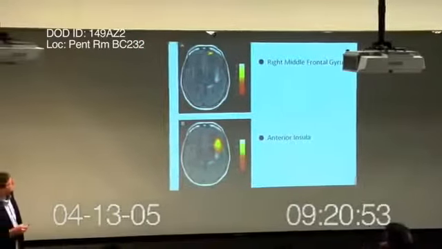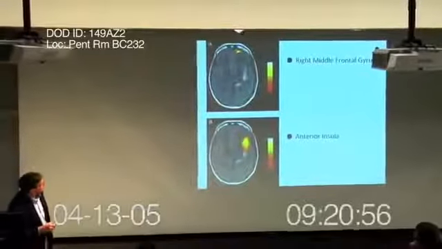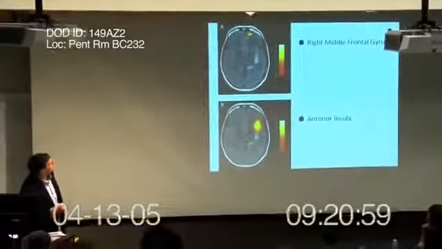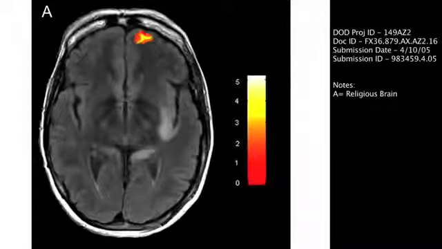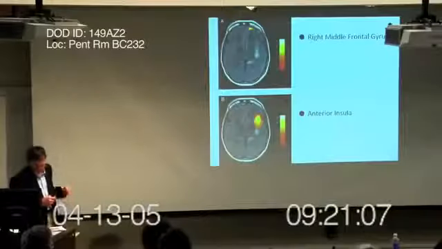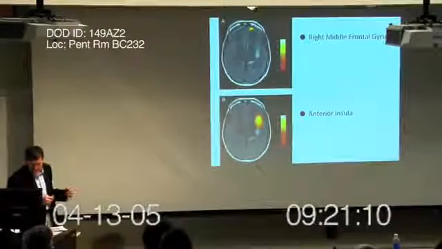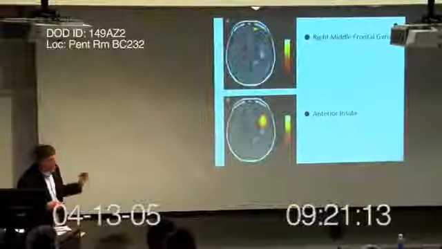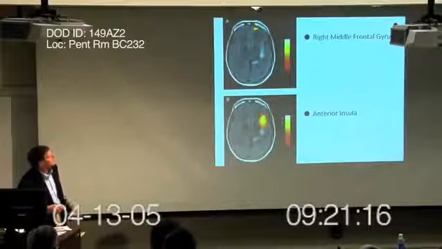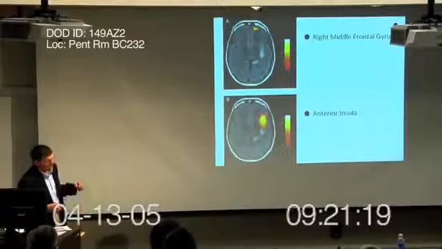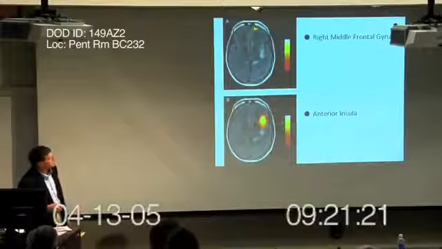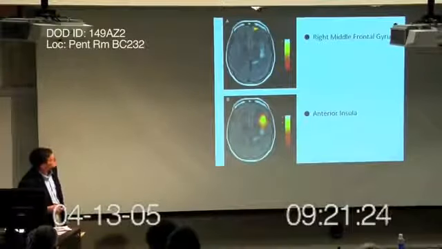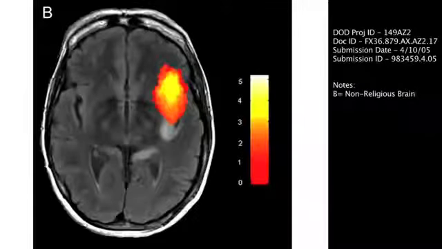This individual lit up the right middle frontal gyrus, shown here, and that's a part of the brain that's associated with theory of mind. It's a part of the brain that has to do with intents and beliefs and desires. In marked contrast, here's an individual who would not particularly self-describe as religious, and when they're read a religious text, what you see is that this part of the brain called the anterior insula lights up. This is a part of the brain that's associated with disgust or displeasure on hearing something.